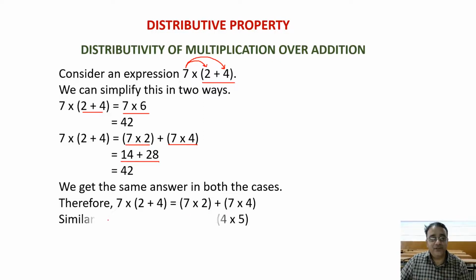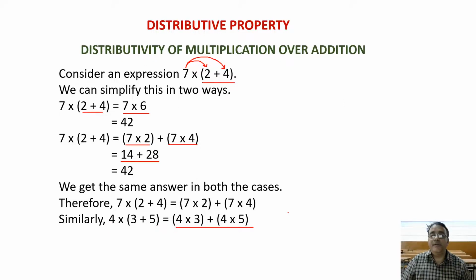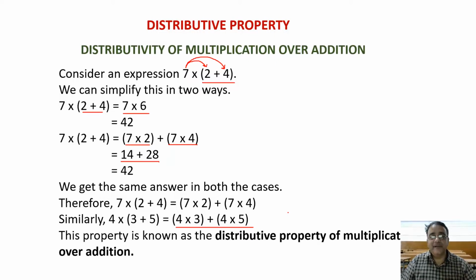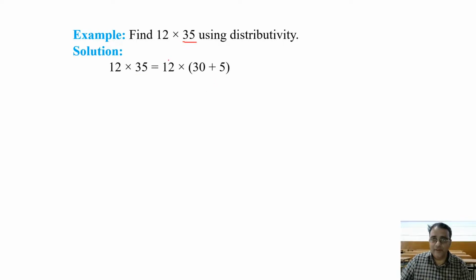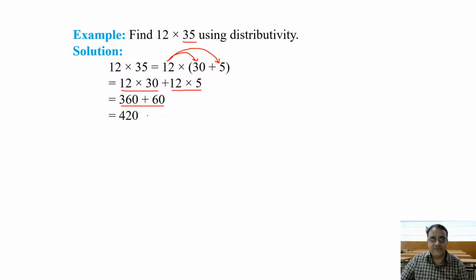Similarly, if it is 4 into (3 plus 5), we will write 4 into 3 plus 4 into 5. This property is known as the distributive property of multiplication over addition. Now we are going to use this property in a few questions. Example: 12 into 35. We will write 35 as 30 plus 5. Now we open the bracket using the distributive property: 12 into 30 plus 12 into 5. 12 into 30 is 360 and 12 into 5 is 60. 360 plus 60 is 420. So this is the final answer.